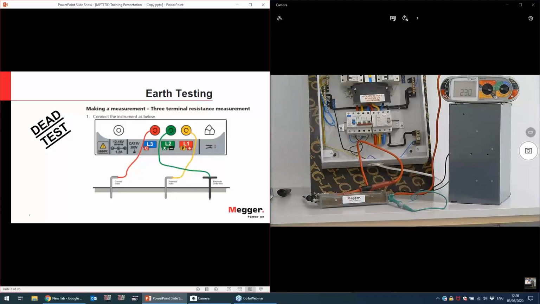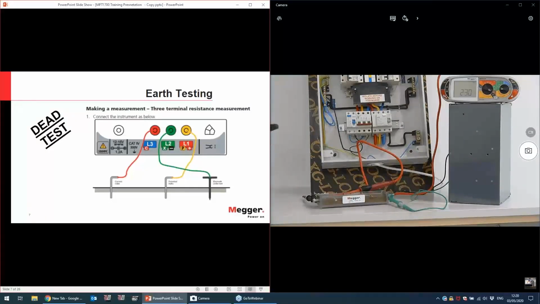So this is the earth test. In case you need to lower your earth resistance value, you can drop more electrodes in the ground to get a better resistance value for your earth electrode. Now I have checked all my dead tests: the insulation resistance, the continuity bonding test, and my earth electrode. Now I can power up my circuit and do the other tests.